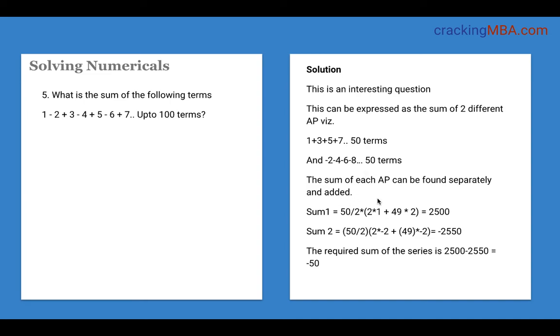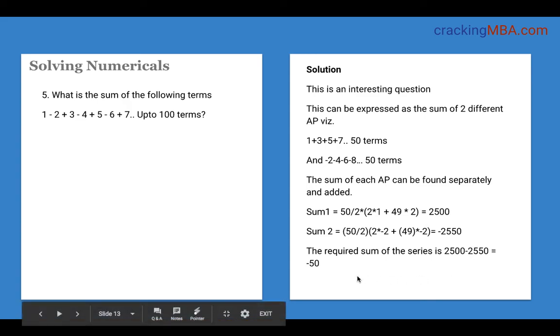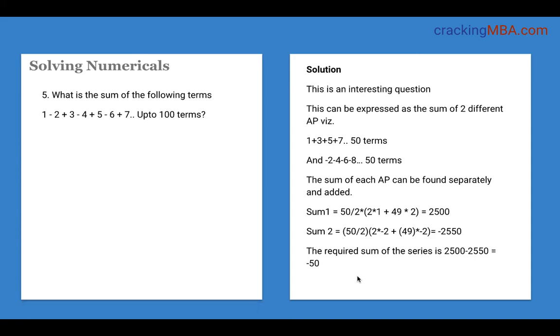If you add these two, the first one has a difference of 2 and the second one has a difference of minus 2. Adding them separately by taking the n by 2 into (2a plus (n minus 1) into d) formula, we will get the sum as 2500 and minus 2550, and adding them you will get minus 50. So if you have a question with a different kind of series, just try to see if you can arrange it in the format of two different APs.